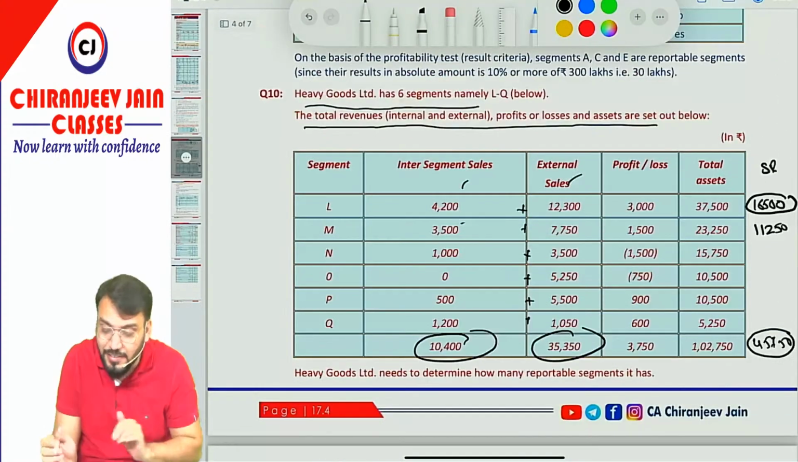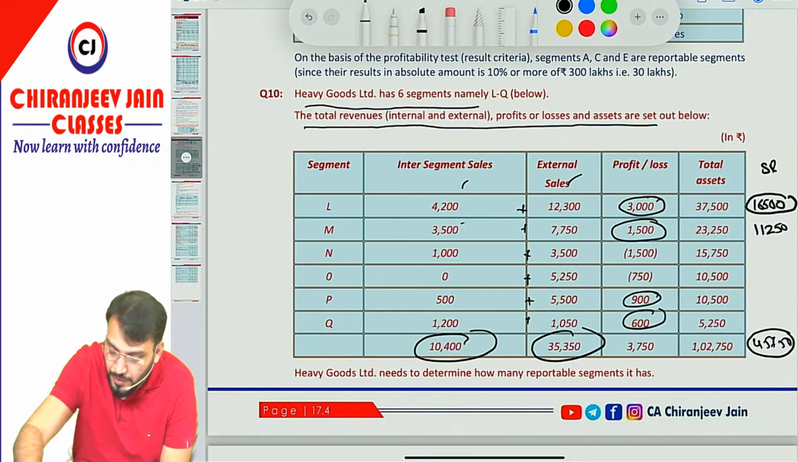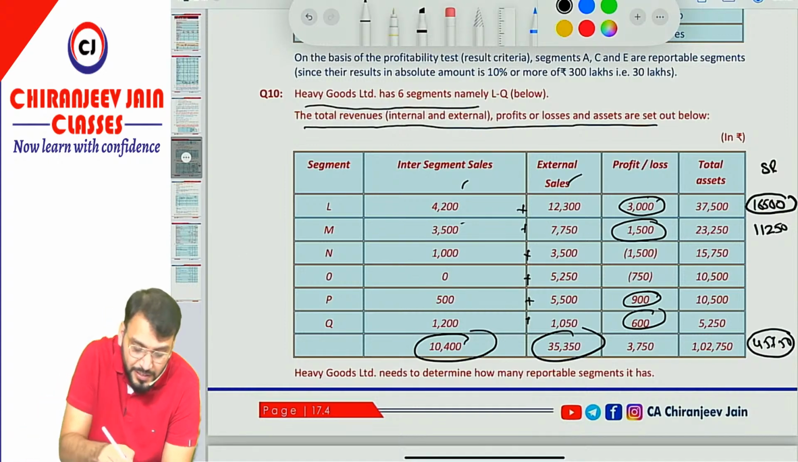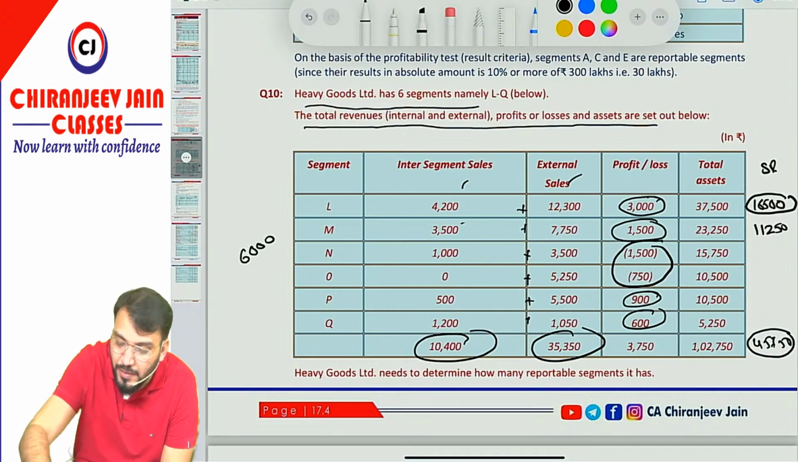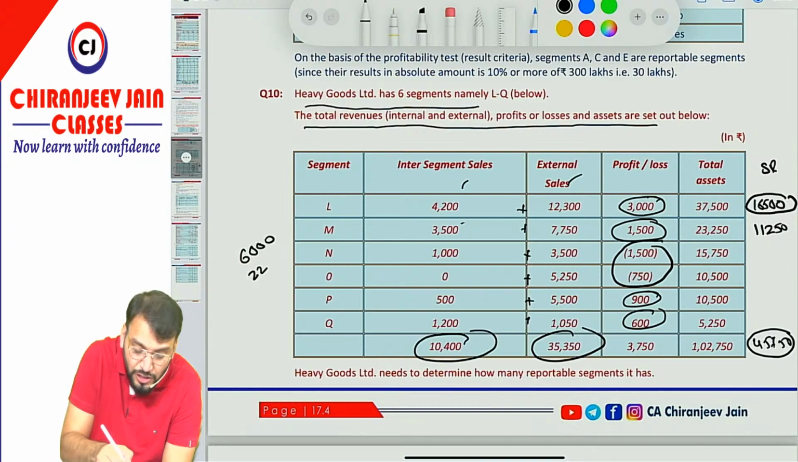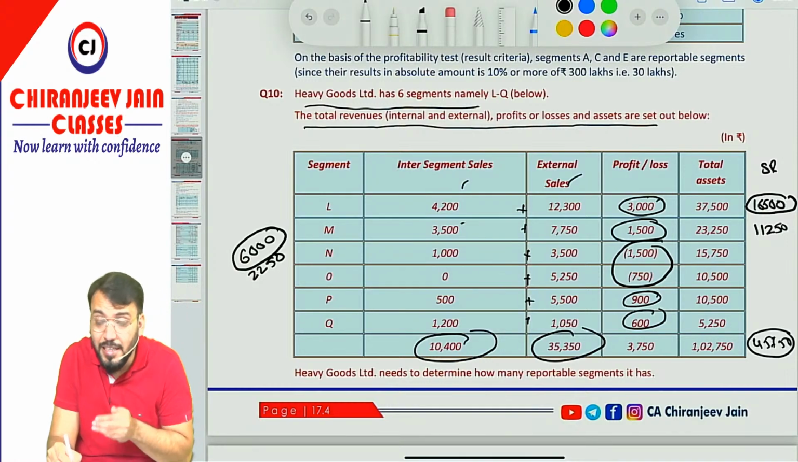So segment result is interesting. First find out total profit. Total profit is how much? Check it. It is 3,000 plus 1,500 plus 900 plus 600. That is 6,000. And total loss is these 2. That is coming how much? 1,500 plus 750. How much is it coming? 2,250. Whichever is greater in absolute terms, so 6,000.